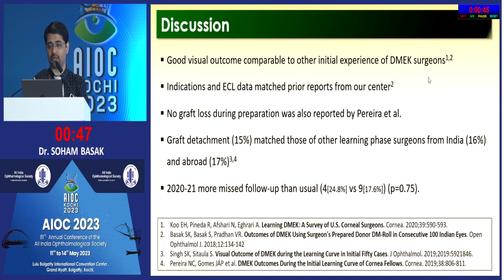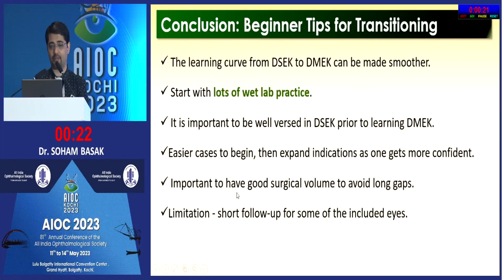So even though it's a beginner case series, the visual outcomes were comparable to other experienced DMEK surgeons. The indications and endothelial cell loss matched with those previously reported from our centers. However, the Fuchs proportion was considerably higher compared to reports from the rest of the country. The graft detachment again matched those of other learning phase surgeons from India and abroad. However, there were a few more missed follow-ups during the pandemic period.